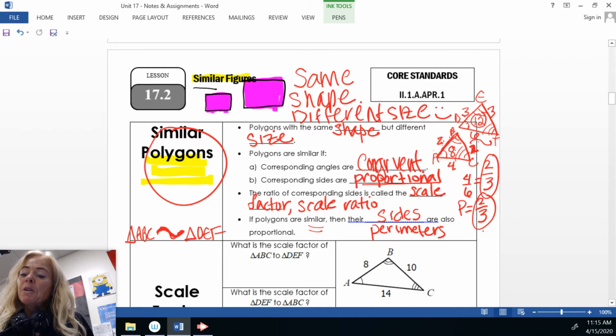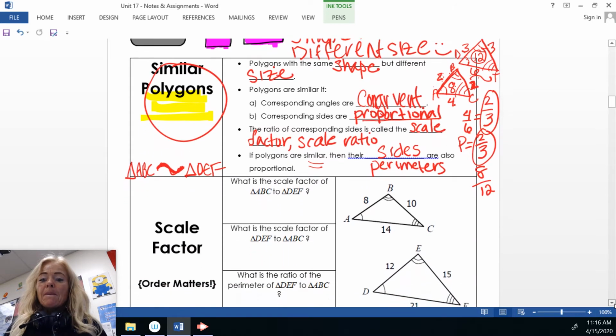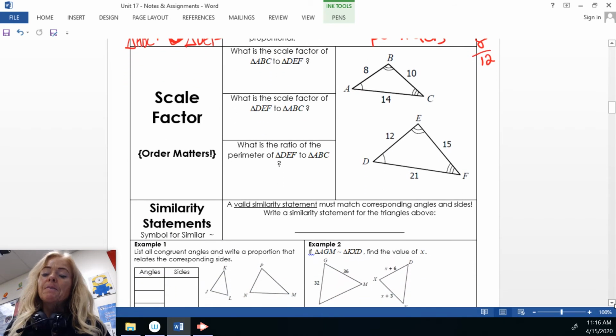So is 8 to 12 simplified to 2/3? And indeed it does. If you divide out a 4, you get 2 over 3. So perimeters and sides in similar triangles are proportional by a specific scale factor that will exist in all the sides and in the perimeter also. All right? So the scale factor is very important. We want to find the scale factor.